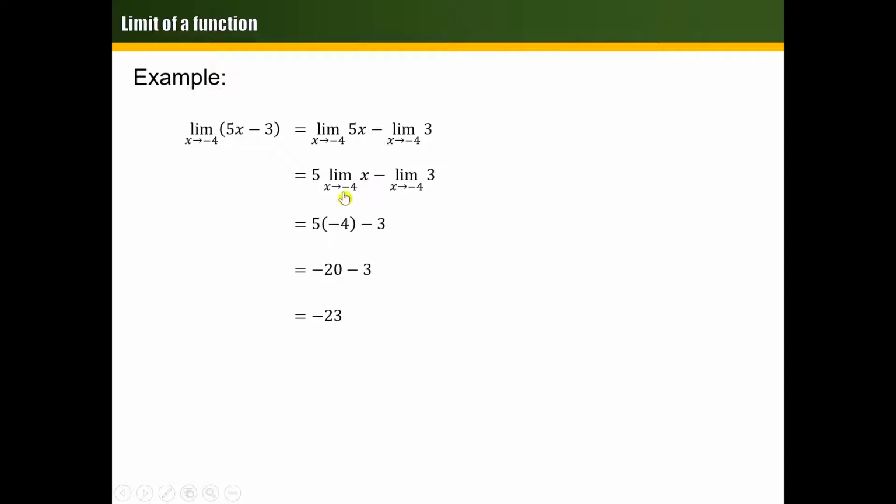Yung limit ng x as x approaches negative 4 is negative 4. So we have 5 times negative 4 minus 3. And 5 times negative 4 is negative 20. Minus 3, we have negative 23. If nahihirapan kayong mag-simplify ng sum or difference ng integers, you can practice using your calculators.